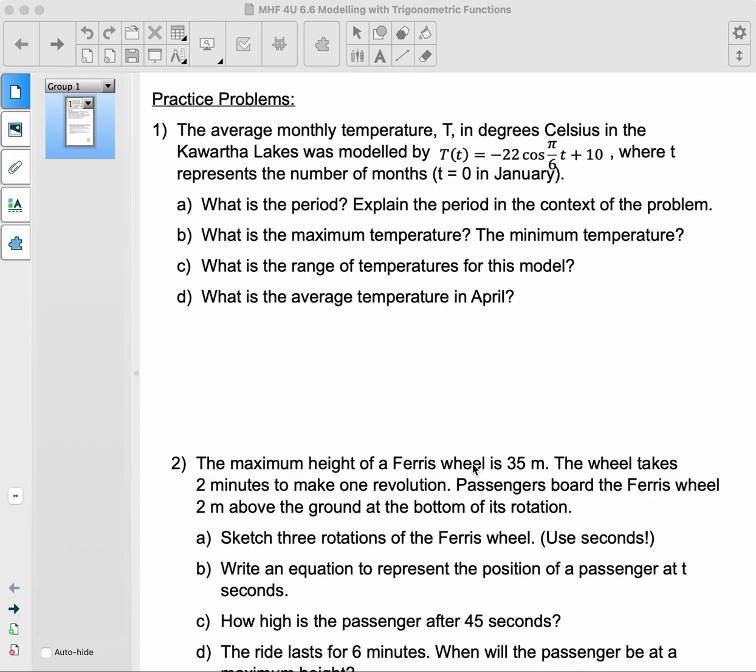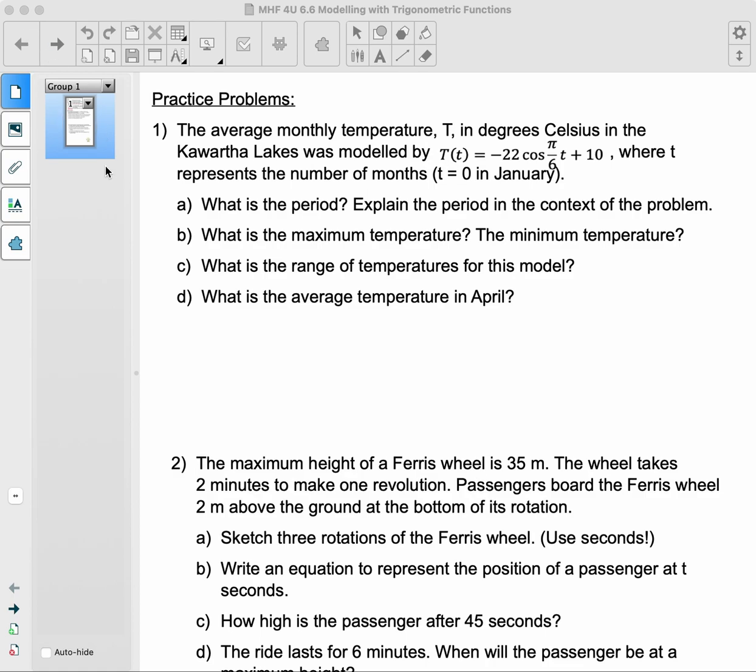Okay, so the first one, they give you an equation to model the average monthly temperature, and they usually define the unknowns for you. So capital T is degrees Celsius, and small t is number of months, and 0 is January. Okay, so part A says, what is the period?